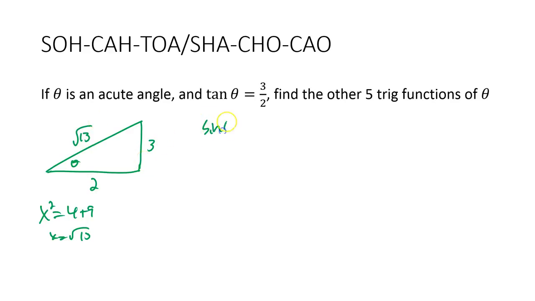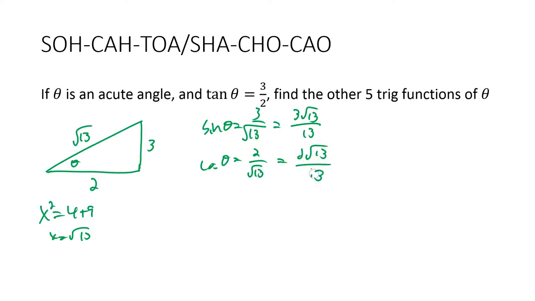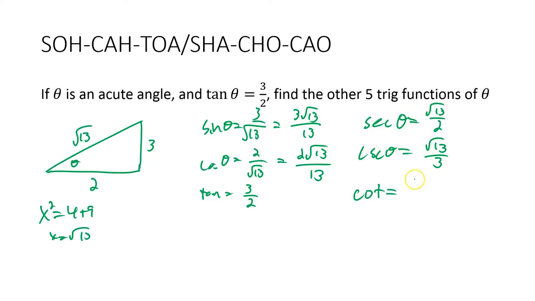So sine, opposite over hypotenuse, 3 over root 13, which would rationalize to 3 root 13 over 13. Cosine of theta, adjacent over hypotenuse, is 2 over root 13, which is 2 root 13 over 13. Tangent, we already have, it's 3 halves, opposite over adjacent. Secant is hypotenuse over adjacent, that's root 13 over 2. Cosecant is hypotenuse over opposite, that's root 13 over 3. And cotangent is going to be adjacent over opposite, which is 2 thirds. And that's all there is to that problem. Not too bad.